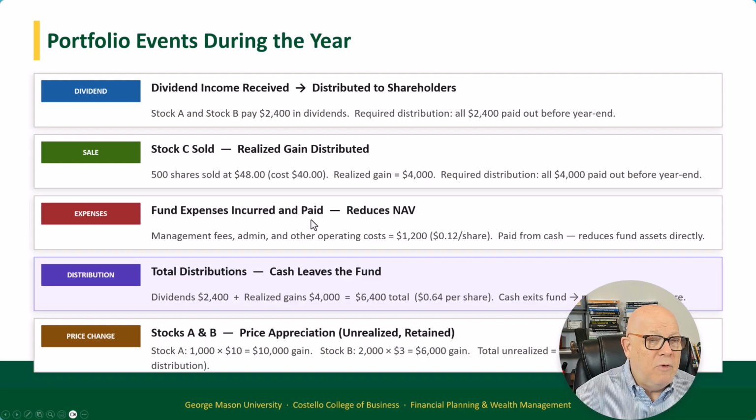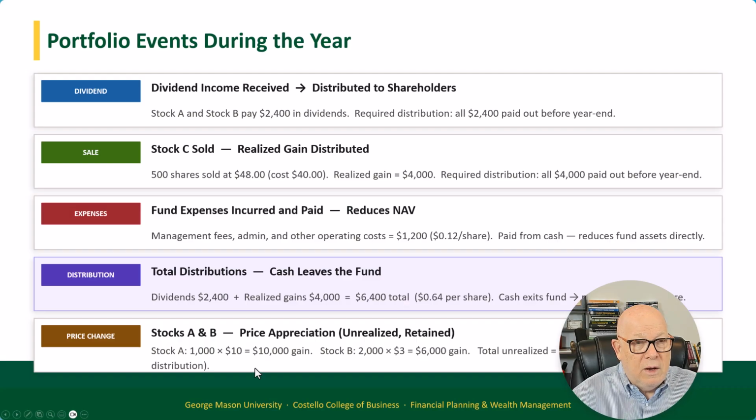During the year, they have fund expenses, so they're paying the management fees, they're paying any other administrative or operating costs. Those total about $1,200. And then we're going to make our distribution. So we're going to distribute our dividends, we're going to distribute our realized gains. So we're going to distribute a total of $6,400.